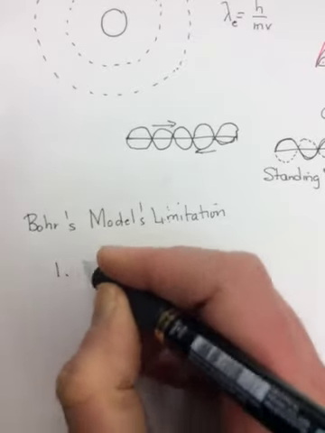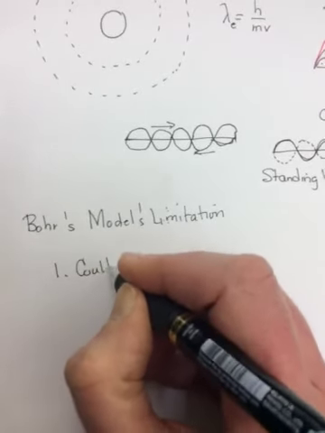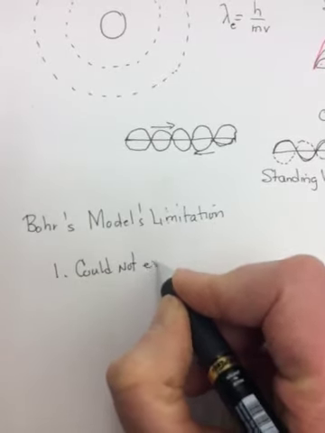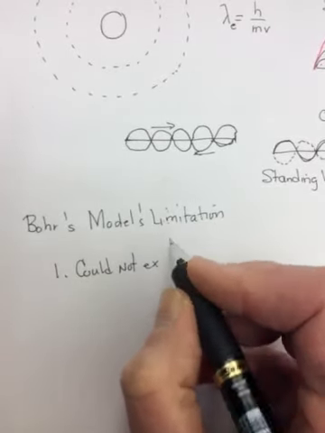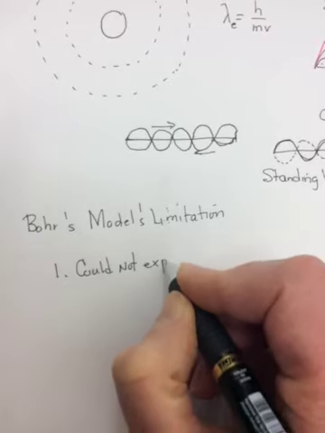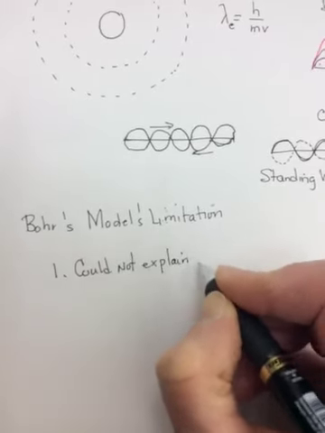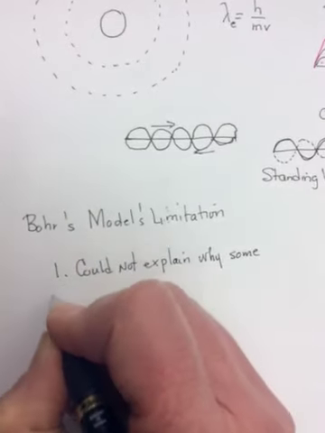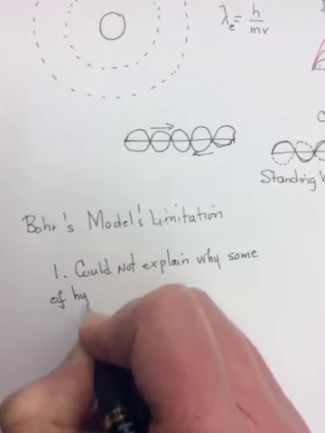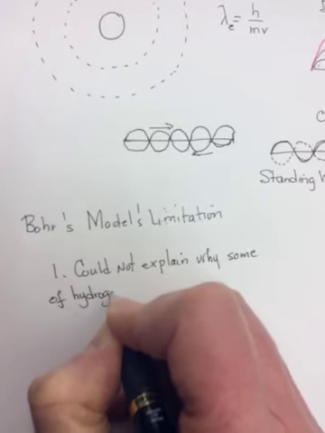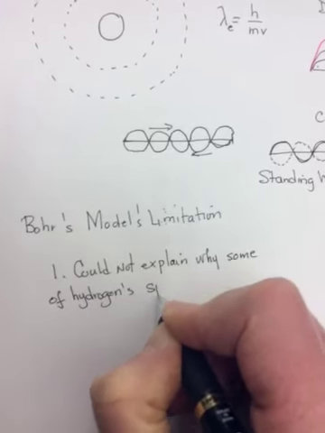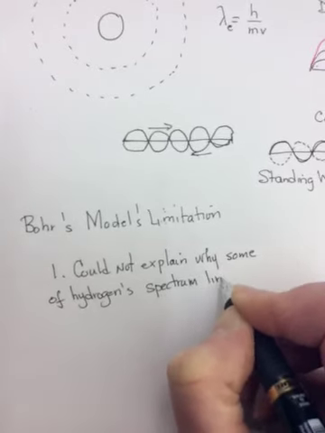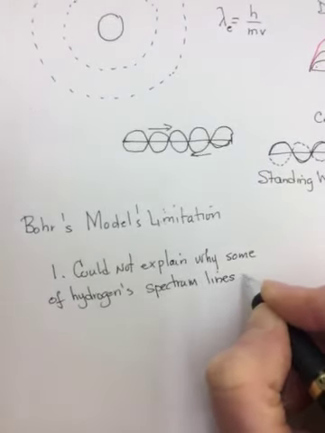but the first limitation is that he could not explain why some of the spectral lines of hydrogen were bright and some were dim. Could not explain why some of hydrogen's spectrum lines were bright and some dim.